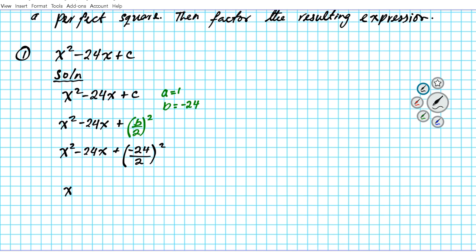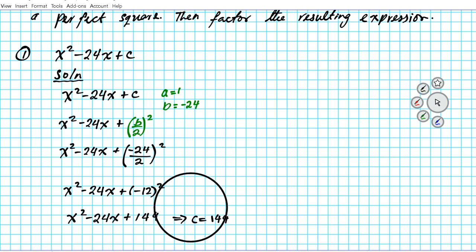Okay, let's simplify. We're going to have x squared minus 24x. Negative 24 over 2 is negative 12, so plus negative 12 squared. And what is negative 12 times negative 12? Negative 12 times negative 12 is positive 144. So the c value that makes this a perfect square trinomial is 144.